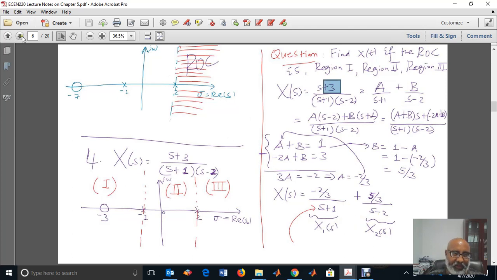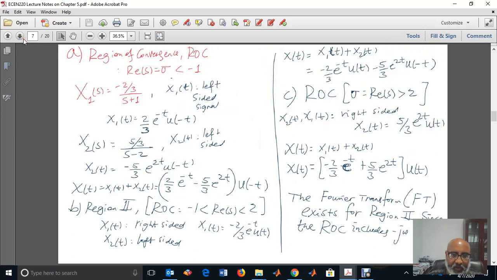So we can have all the possibilities here. The first one is, let's say, X(s) has region of convergence less than -1, which means both for X1(s) and X2(s) it is less than -1. So that means X1(s) should be a left-sided signal. Why? Because if it is less than -1, then this is a left-sided signal from our previous study.